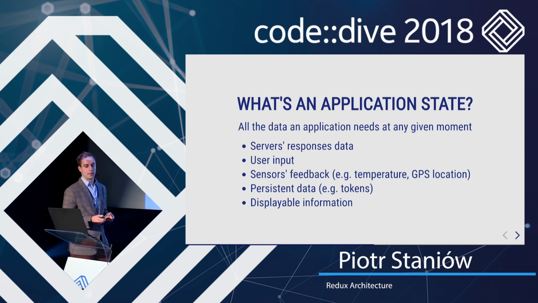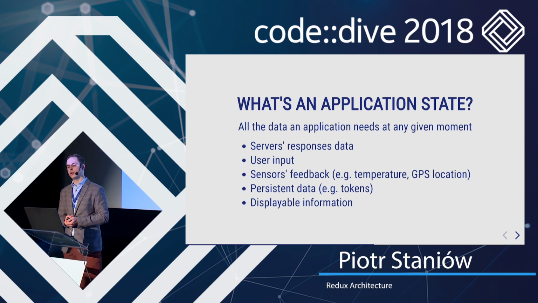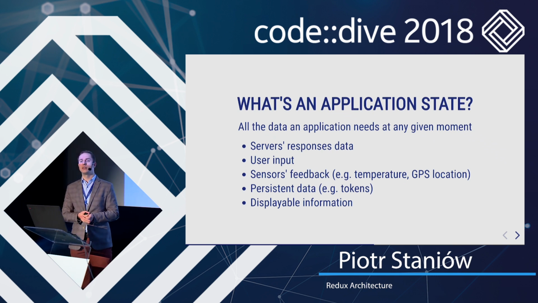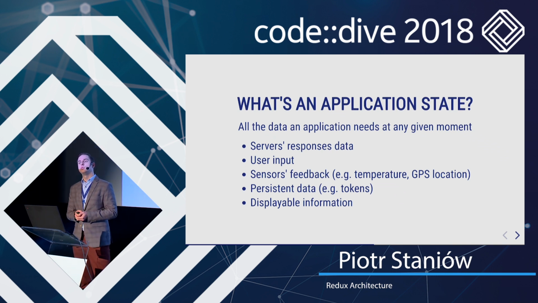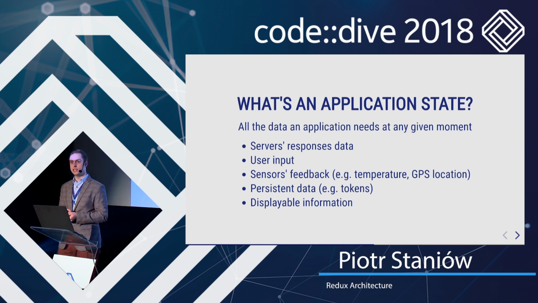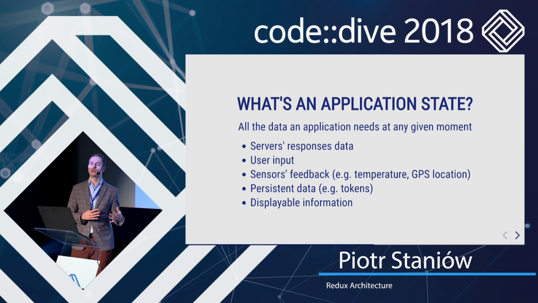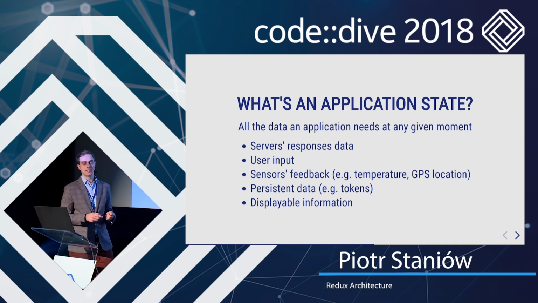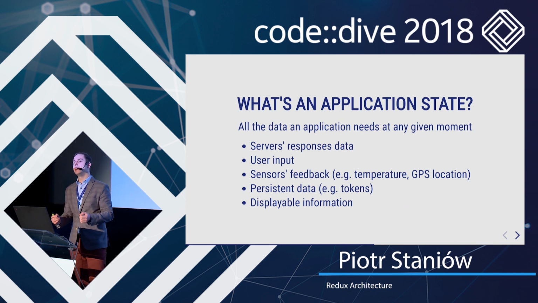And also, application state is about displayable information, so about your application UI. You may want to give proper content and structure to your information to display it in a user-friendly manner, and all the information that you need to expose to the user, you probably have to store somewhere. And as such, all the information I've mentioned, all the information your app needs at any given moment, is application state.